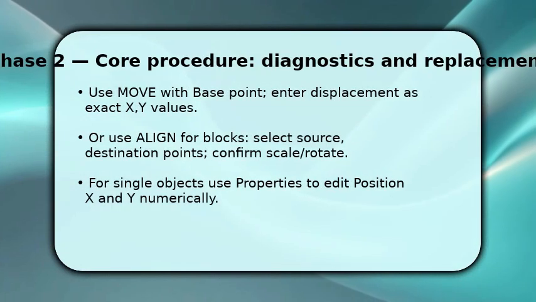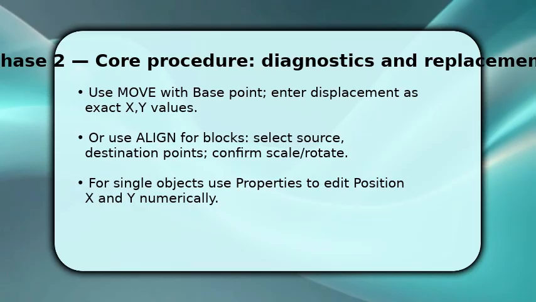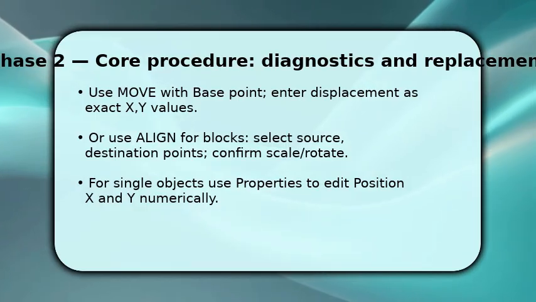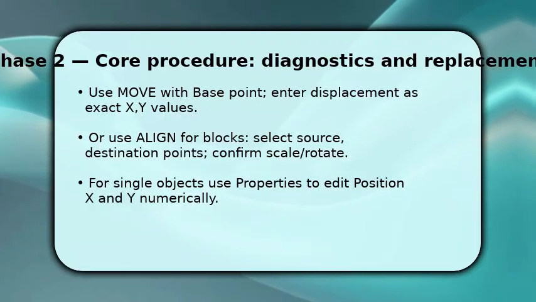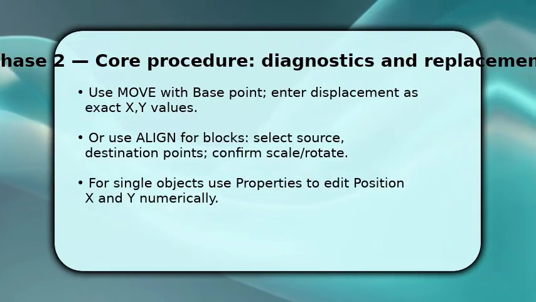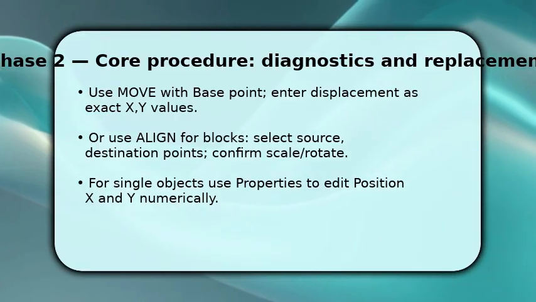You now perform the core correction, moving objects to exact coordinates. If you use move, pick a logical base point and type the displacement as delta x, y to ensure absolute placement. This preserves relative geometry.